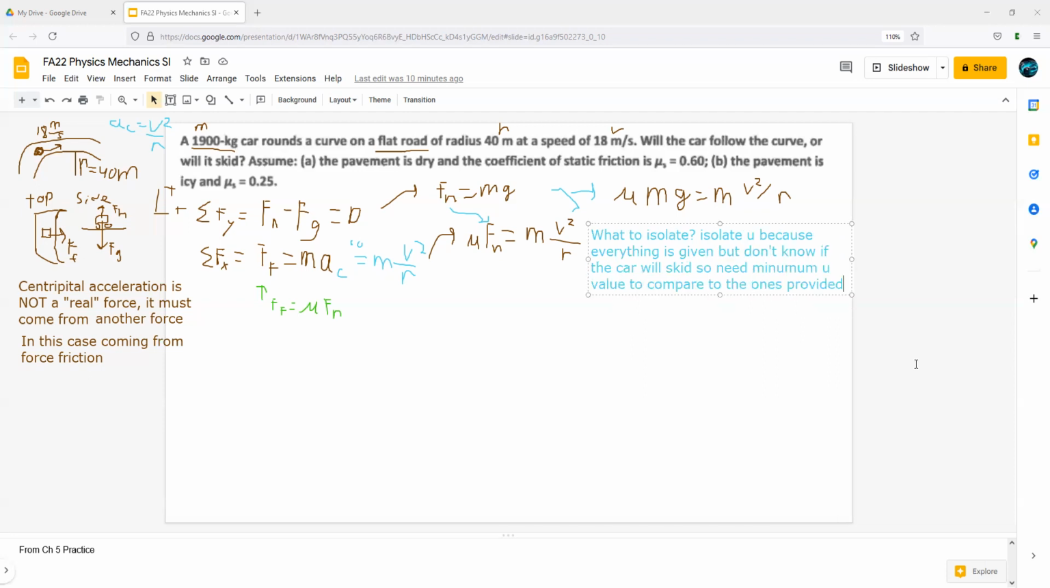So we're going to isolate u, or mu, because everything is given, but you don't know if the car will skid. So you need the minimum mu, because you're given two. You're given one here, then blue here, and you're given one here. So you need to use that to compare. So then mu is equal to, I'll write it, m v squared over r, over mg. These cancel out. This one's going to multiply up here. You can imagine that's over one, so those bracket up. That's the same as v squared over g r. And you can plug in for that.